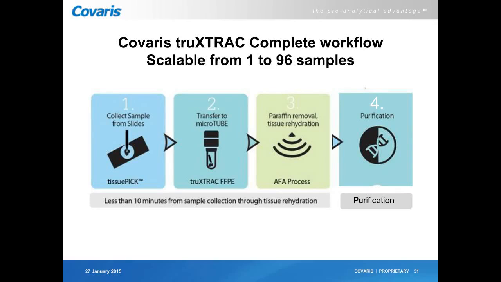So we just focused on the paraffin removal and tissue rehydration step, but as you're familiar, an extraction workflow from an FFPE sample is actually much more complex. You have to collect the sample from slides, or you're starting with scrolls and curls, then transfer into a tube, remove the paraffin, and then do the purification. So Covaris addresses the full workflow in a way that's completely scalable from 1 to 96 samples.